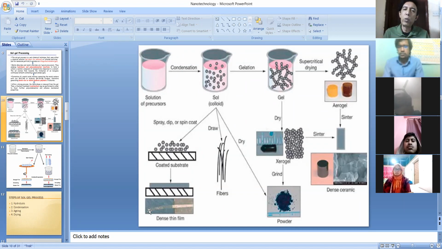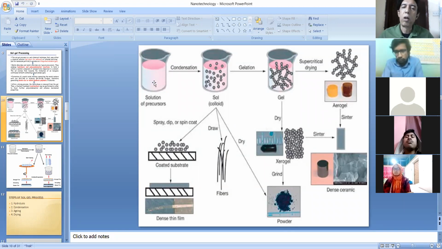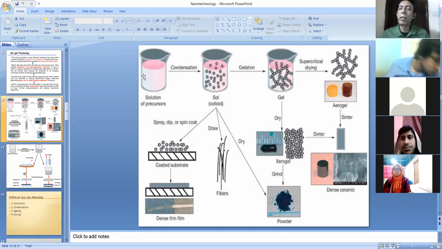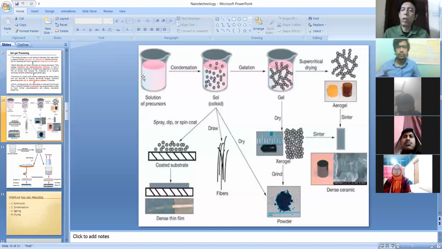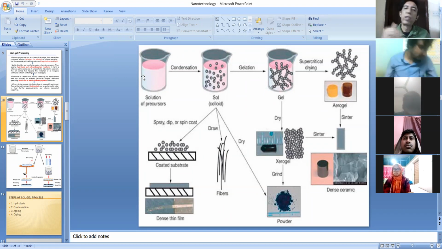So what you have to do is the hydrolysis of the metal alkoxide or your metal chloride solution. Then you have to condense it. This condensation is of two types. One is normal condensation, and another one is through polymerization. We'll see it later in detail.